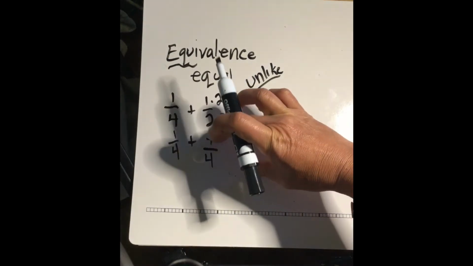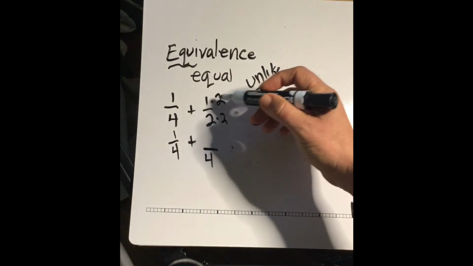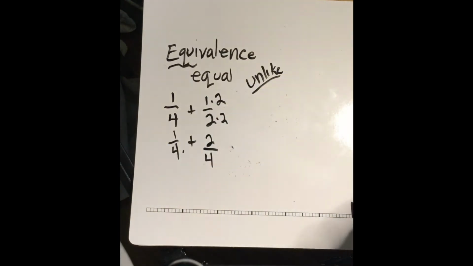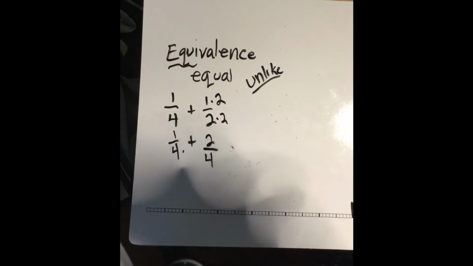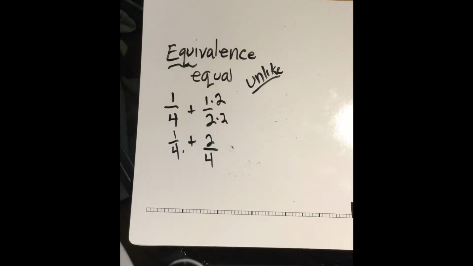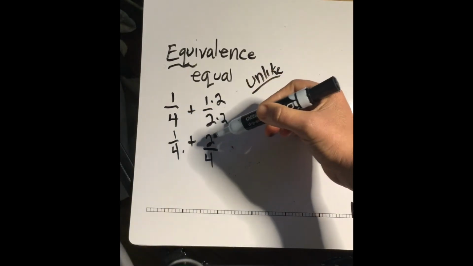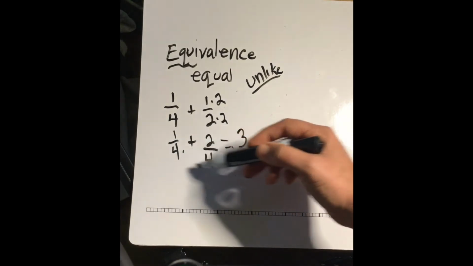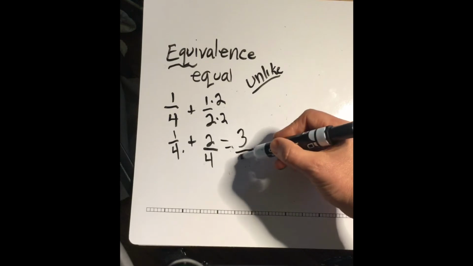Sorry, 1/4. 1 times 2 is actually 2. 1/4 plus 2/4. And then all I have to do is remember the other chant. The other chant said, add the numerator plus the numerator and write a number. So add the numerator plus the numerator and write a number. 3. And then leave the denominators the same for now.